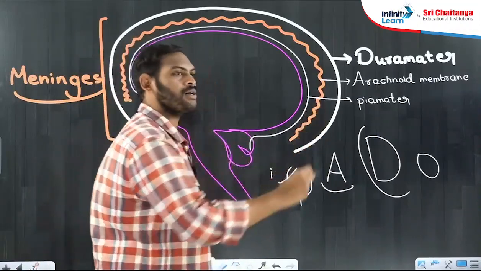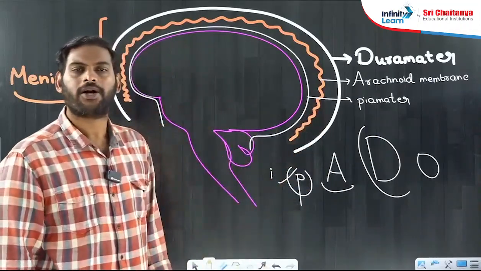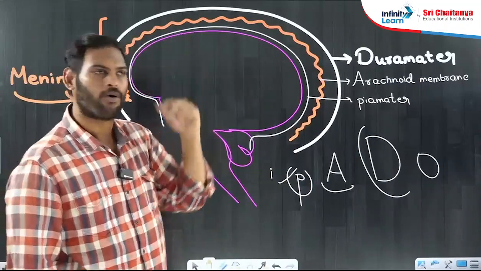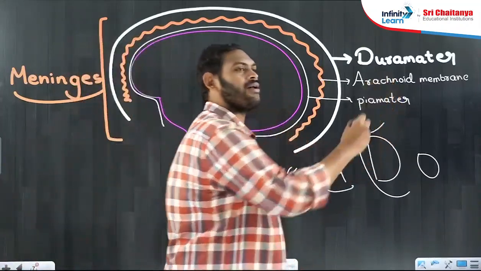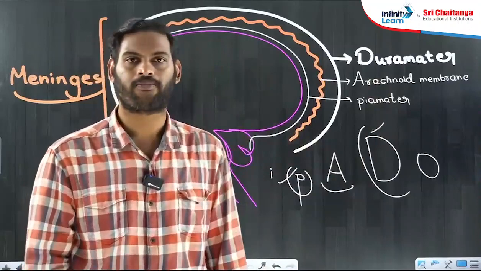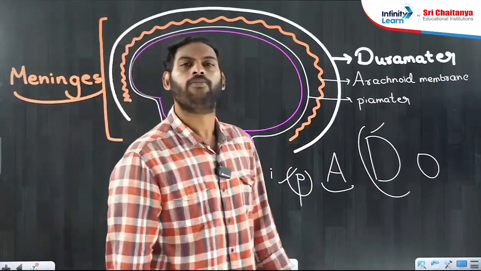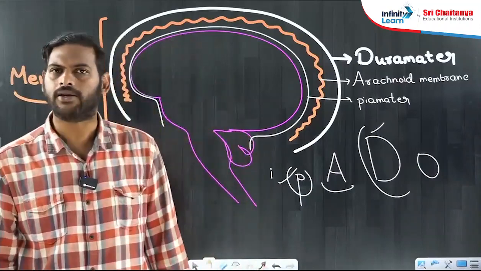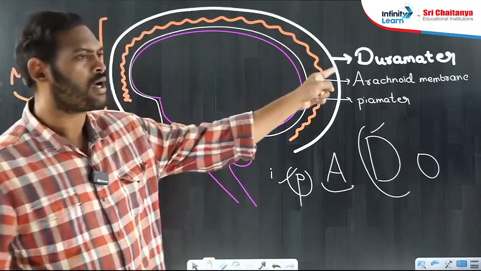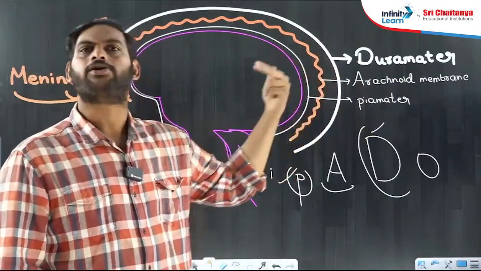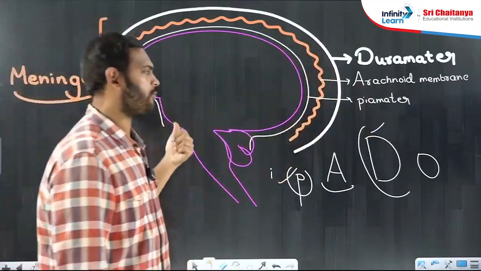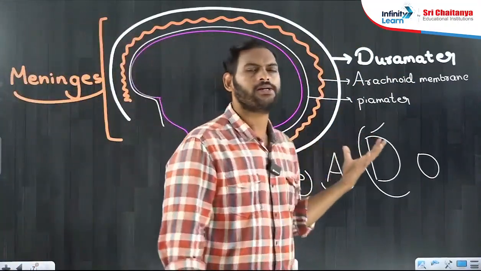Pia mater, innermost. Which meninge touches the cranial bones? Dura mater, hardest, outermost. A question may come asking you the arrangement of meninges from inside to outside or outside to inside also. Both are possible. And these meninges have functions.